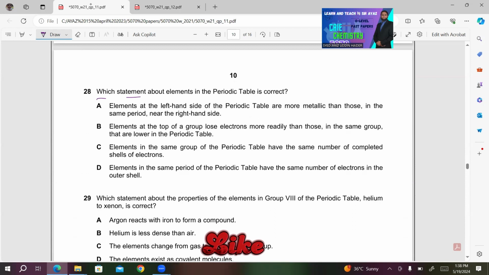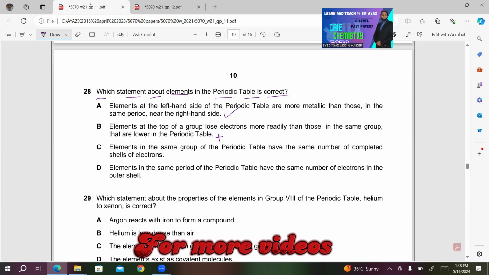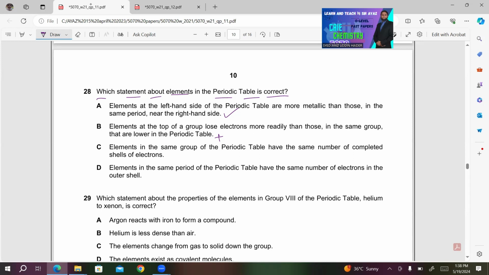28. Which statement about elements in the periodic table is correct? A. Elements at the left-hand side of the periodic table are more metallic than those in the same period near the right-hand side. This looks correct to me. For your convenience, I am reading the other statements. B. Elements at the top of a group lose electrons more readily than those in the same group that are lower in the periodic table. This is incorrect because as you go down the group, the tendency to lose electrons increases. This is the case with all the groups in the periodic table.